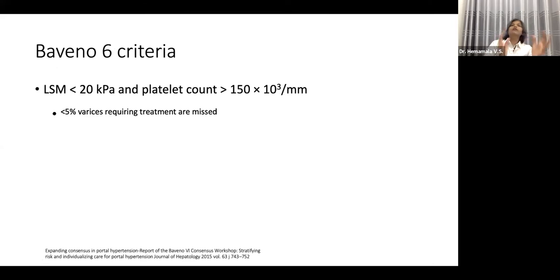So if we know that somebody has advanced chronic liver disease, but the stiffness is less than 20 and the platelet count is more than 150, then we can try to avoid the endoscopy. But of course, we need to do periodic liver stiffness measurements. And if one of them does not meet the criteria, for example LSM is 18, less than 20, but the platelet count is low, again you have to do the endoscopy to assess the risk of varices.